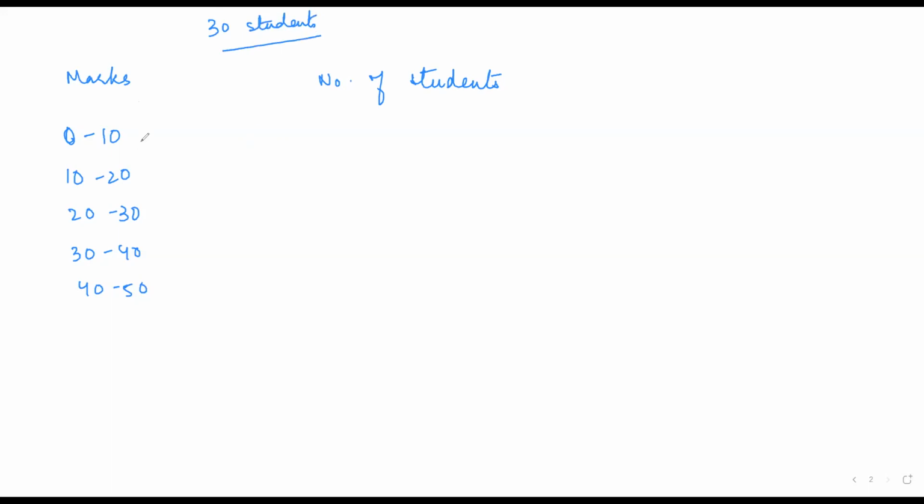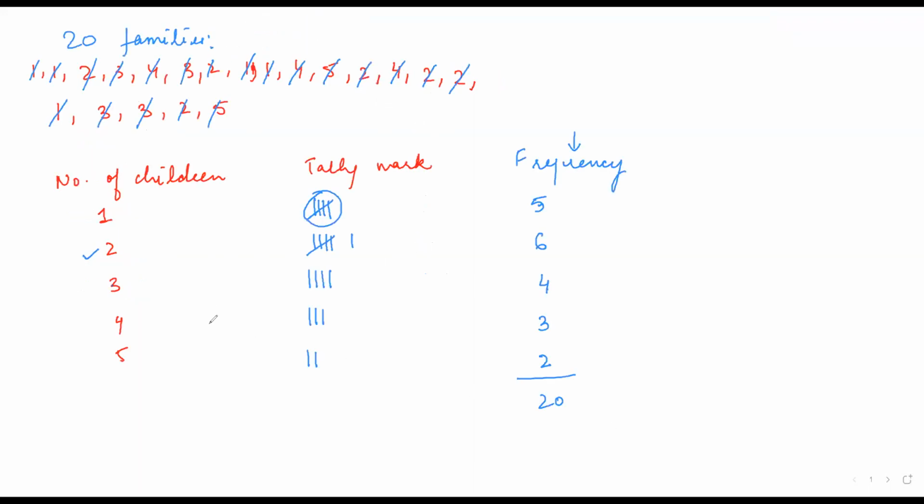Just try to understand. So, 0 to 10 marks. That means marks can be 8, marks can be 9, it can be 5. So 6 students are getting it. Then 10 to 20, 11 students are getting. 20 to 30, 5 students are getting. Then 30 to 40, 4 students are getting. 40 to 50, 4 students are getting. Now, can you compare this example with the previous one?